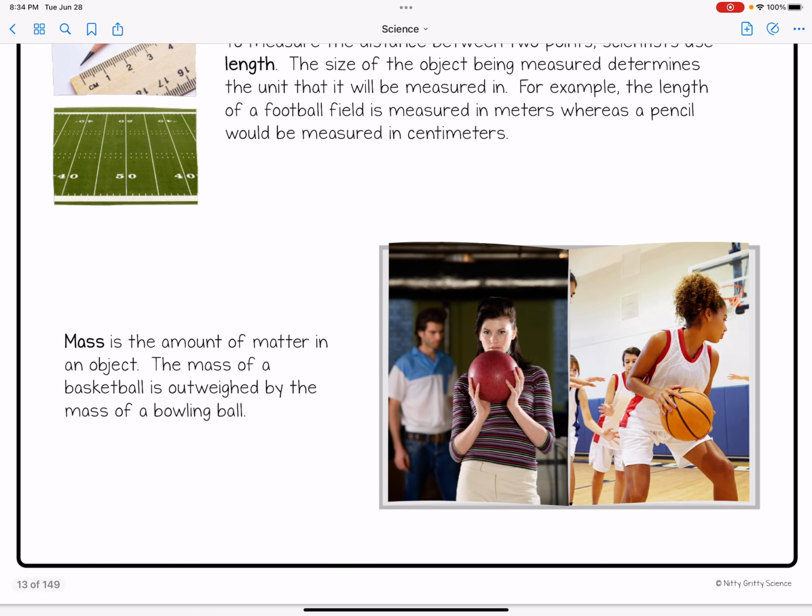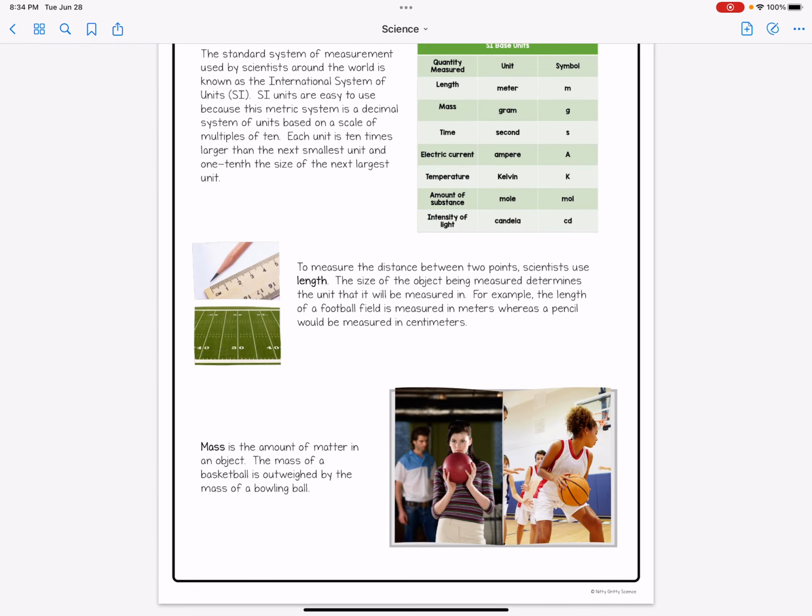Mass is the amount of matter in an object. The mass of a basketball is outweighed by the mass of a bowling ball. And mass relates to weight. I will say that mass and weight are not interchangeable terms. And again, we'll talk about that as we get into this lesson.